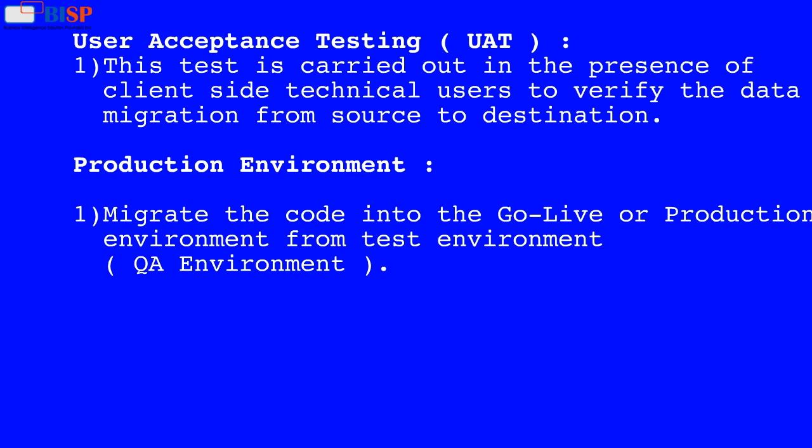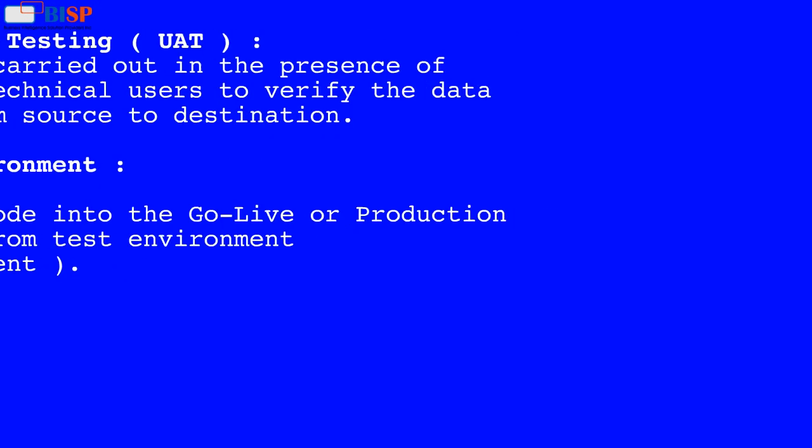User acceptance testing, UAT. 1. This test is carried out in the presence of client-side technical users to verify the data migration from source to destination. Production environment. 1. Migrate the code into the go-live or production environment from the test environment, the QA environment.